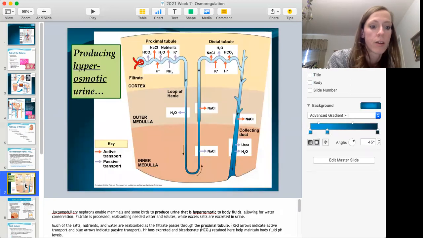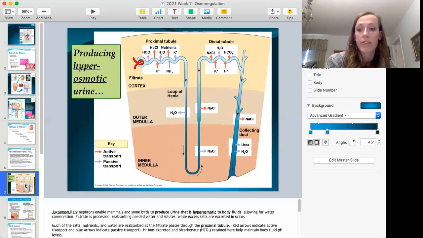Okay. All right. So now let's look at how this actually happens in the nephron. This is, again, a juxtamedullary nephron. Okay. We've got Bowman's capsule. We've got the glomerulus. As the filtrate moves through the proximal tubule, you've got a lot of things being reabsorbed, either actively or passively, right off the bat. So you can see there's some active movement of salts, hydrogen, some passive movement of water, some passive movement of ammonia and bicarbonate.